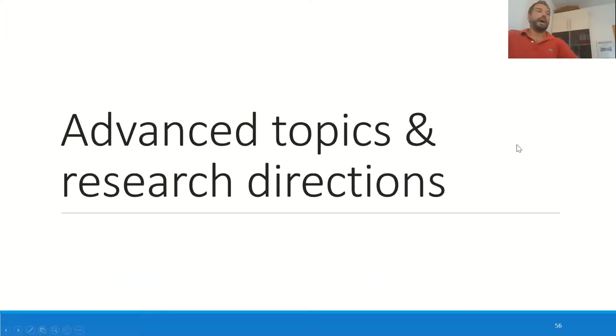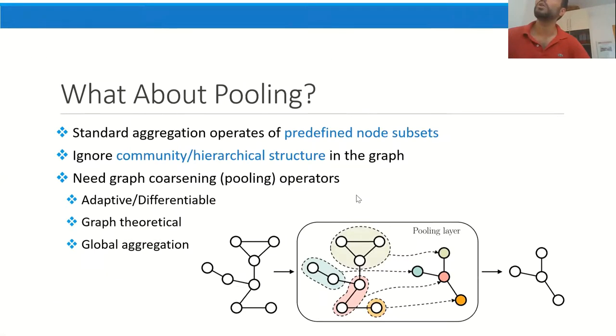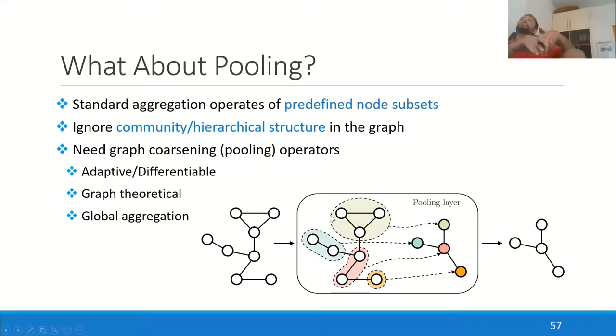Now we are nearing the end of the allocated time, so let me try to rush very quickly through some interesting advanced topics and research directions. In a convolutional neural network, you would like to have pooling. This is true for images, and this might be true for graphs as well. How do you define pooling in a graph? If this is your graph, how do you pool a graph? Pooling in a graph is a graph reduction strategy.